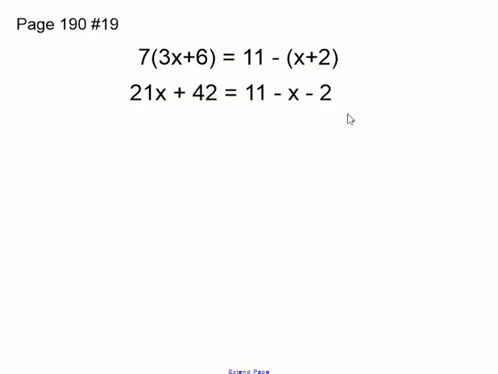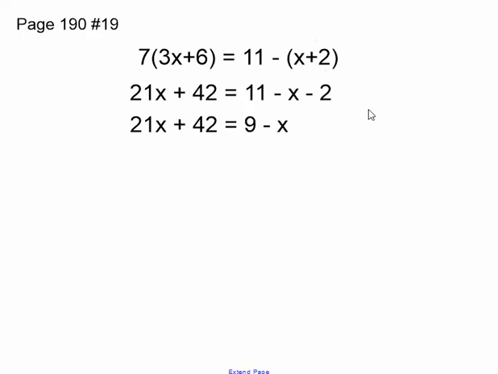The next thing I'm going to do is combine like terms. So on this right-hand side, I have 11 minus 2, that's 9. Whenever you have like terms on the same side of the equal sign, you should combine like terms. That gives me 9 minus x on the right-hand side. It's always a good idea to have your equal signs lined up going straight down the page, by the way.